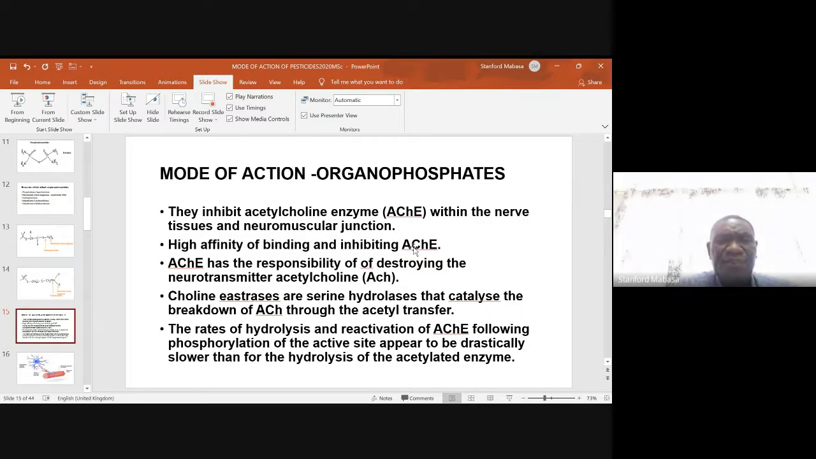Now, this enzyme has a high affinity of binding, and this can inhibit it.